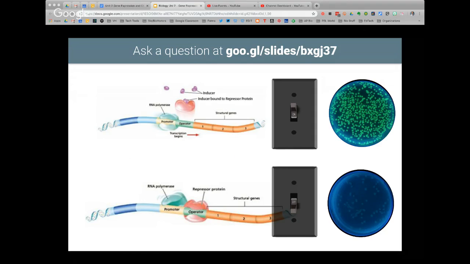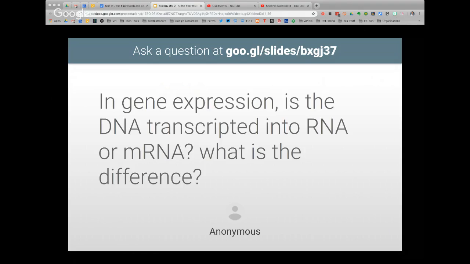In gene expression, is the DNA transcribed into RNA or messenger RNA? What is the difference? RNA is a general term. There are different kinds of RNAs. So in gene expression, the DNA is transcribed into a messenger RNA molecule. That's the only thing you really need to be worried about in this unit. There are three different types of RNAs that we have talked about, but on this particular unit assessment you're only going to be concerned with messenger RNA, because that is the molecule that we are either making or not making if the gene has been turned on or turned off in the cell.